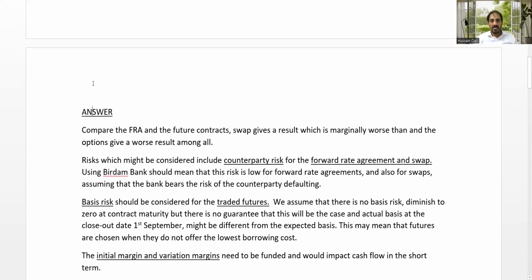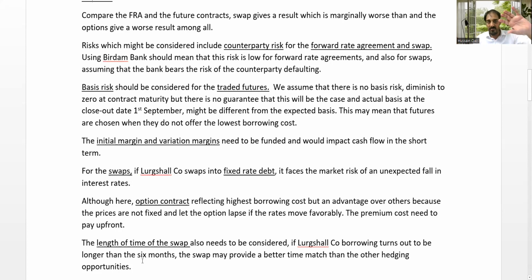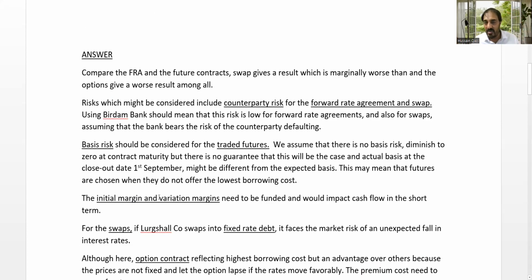This is the answer I've crafted for the student to mix the things. That is some uncalled student caliber answer. Number one, compare FRA, futures, and swaps. Sorry, compare FRA and the futures. FRA and futures with the swap give a result which is marginally worse. Then the option gives the worst result among all.